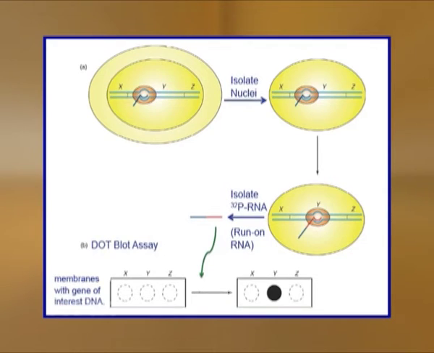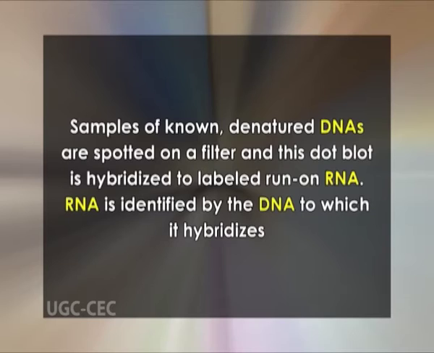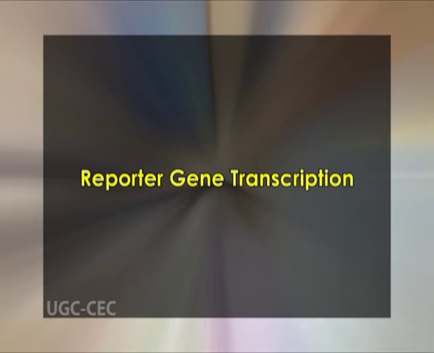The run-on reaction is usually done in the presence of labeled nucleotides, so the products will be labeled. Once labeled run-on transcripts have been produced, they must be identified. The easiest way to perform the identification is by dot blotting. Samples of known denatured DNAs are spotted on a filter, and this dot blot is hybridized to the labeled run-on RNA. The RNA is identified by the DNA to which it hybridizes. Furthermore, the relative activity of a given gene is proportional to the degree of hybridization to the DNA from that gene. Now, coming to reporter gene transcription.